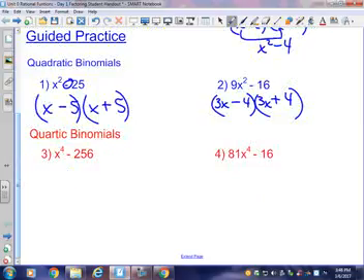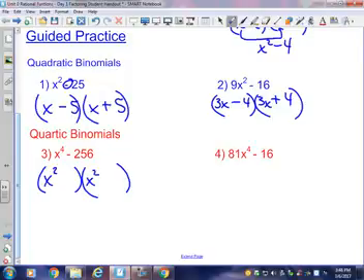But sometimes you have quartic binomials. And in quartics, you do it the same way. What times what makes x to the fourth would be x squared and x squared, because the first times the first have to be identical. And then I don't know what times what makes 256, so if you don't know, you can always take the square root of it, which happens to be 16. And then a negative times a positive.